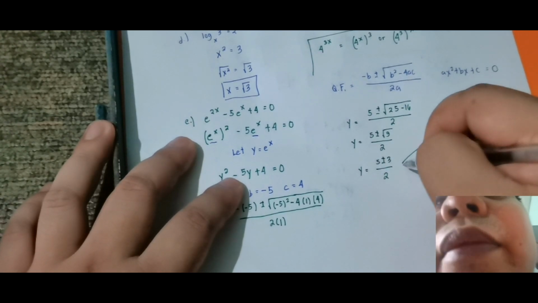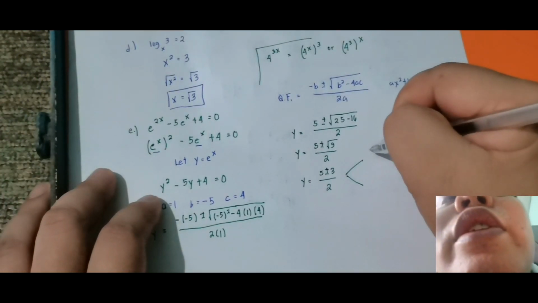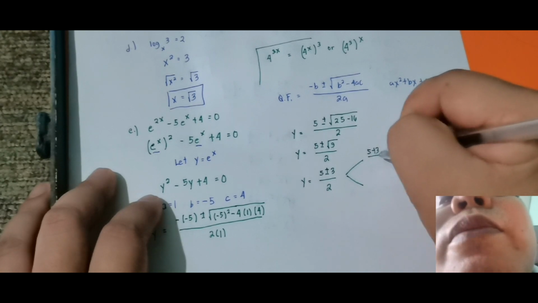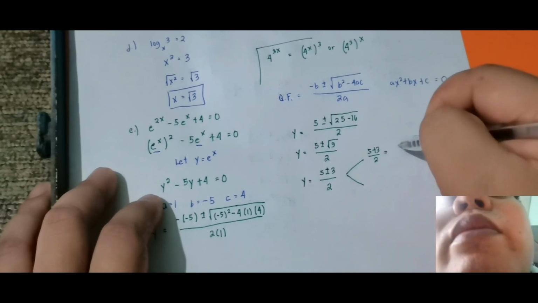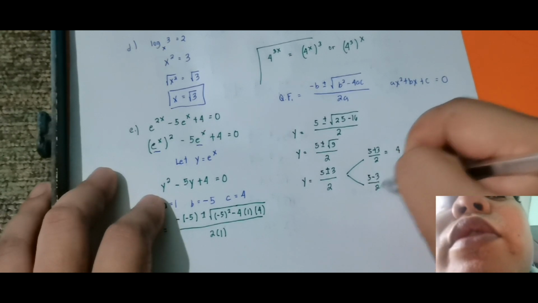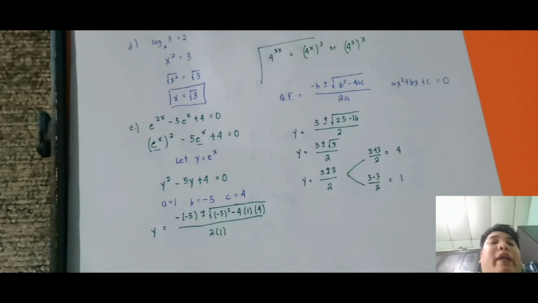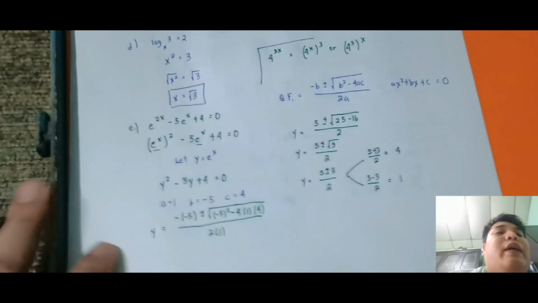So may dalawang part yan. So kaya sa plus minus. So yung una is 5 plus 3 over 2 is equal to 8 over 2, that is 4. Yung sunod is 5 minus 3 over 2. So that is simply 2 over 2, which is 1. So may dalawang value daw tayo ng y. So ano yung dalawang value ng y? Ang dalawang value ng y natin is si 4 and 1.